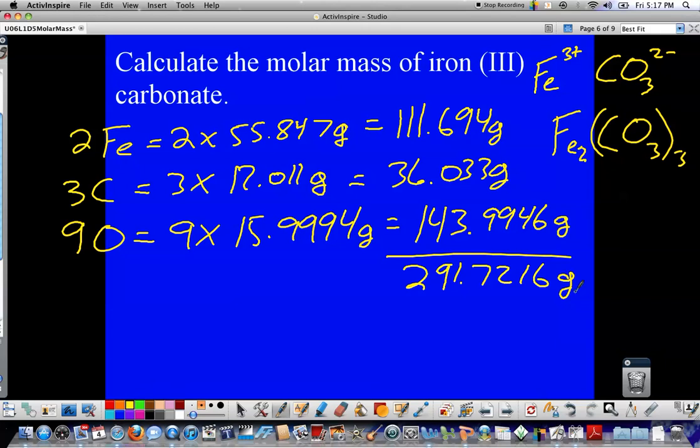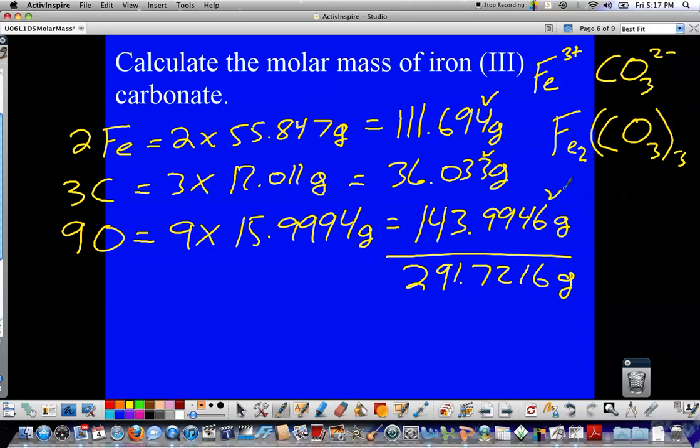Again, we check our sig figs. So we start with this 55.847. That one has 5 sig figs, but since we're multiplying by an exact number, I can just add 55.847 and still keep my 3 decimal places. This one's good to 3. This one's good to 4.